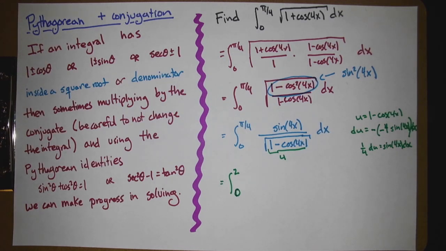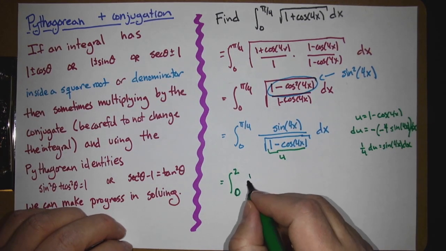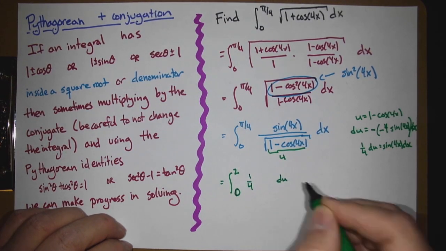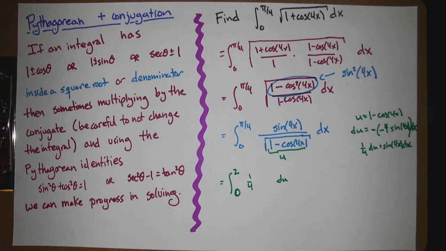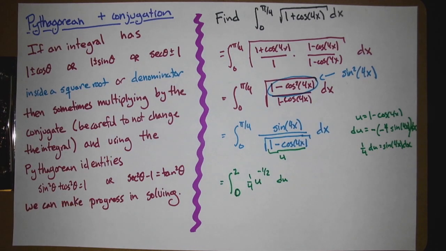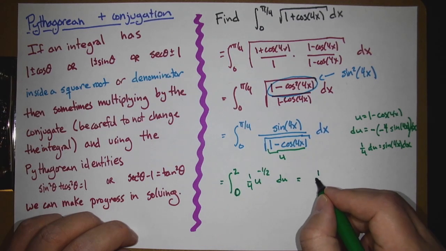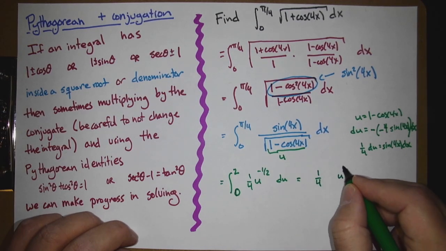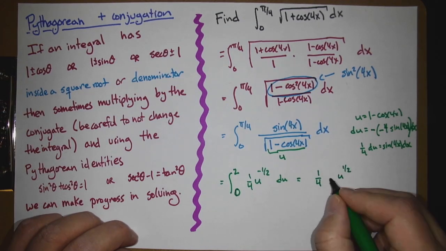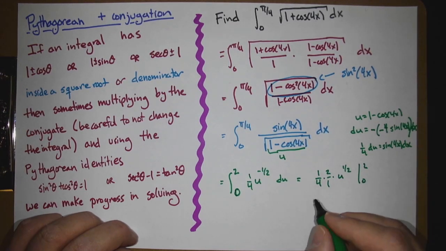Okay. 0 to 2. The sine of 4x dx, that's a 1/4 du. And what else do we have left? U to the minus a half. All right. Well, we'll now integrate. So that's 1/4. Add 1 to negative a half. You get 1/2. And multiply by the reciprocal. Evaluate from 0 to 2.